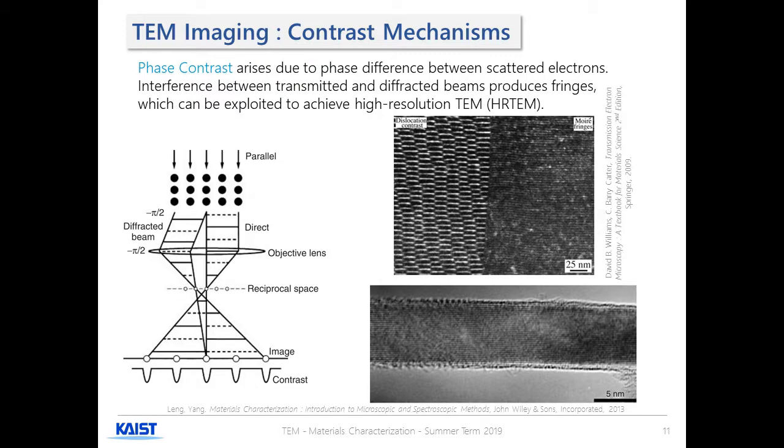Another mechanism contributing to contrast in TEM images is the phase difference between directly transmitted and scattered beams. Due to the alternance between constructive and destructive interferences, fringe-looking intensity variations will appear, allowing us to retrieve information about the atomic structure of the sample, leading to high-resolution TEM.